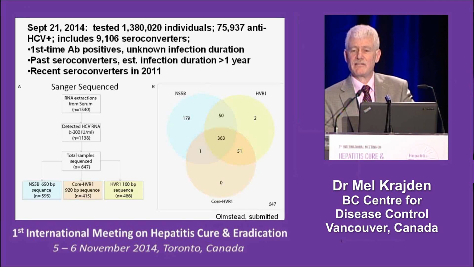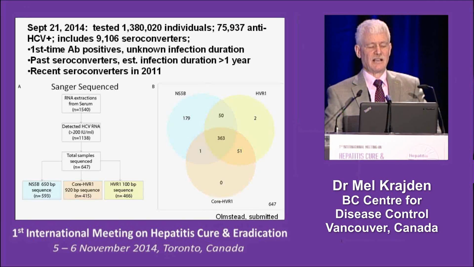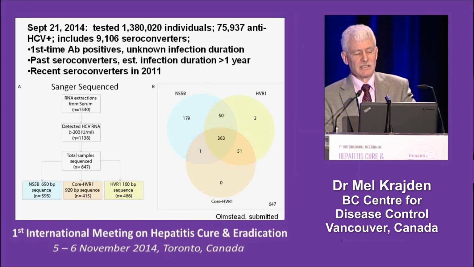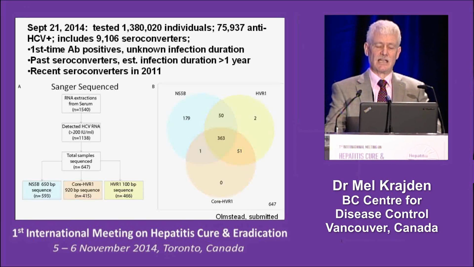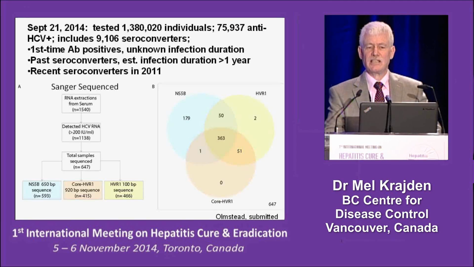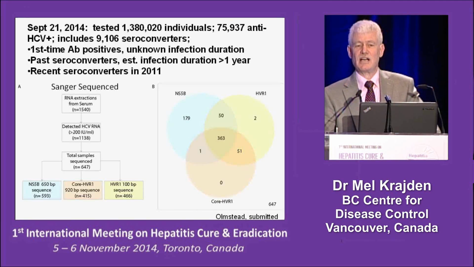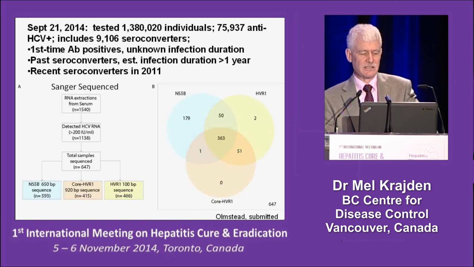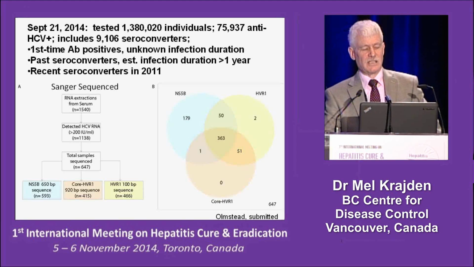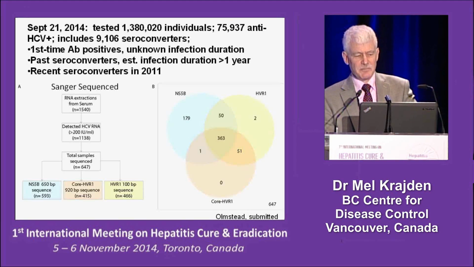We've identified 75,937 people who are antibody positive as of September 21st of this year, and that includes 9,106 seroconverters since 1992. And every night we've developed an electronic way of identifying these seroconverters on a nightly basis. So when you're working in a diagnostic laboratory, typically what you'll find is a patient who's a first-time positive, and those people have an unknown infection duration.